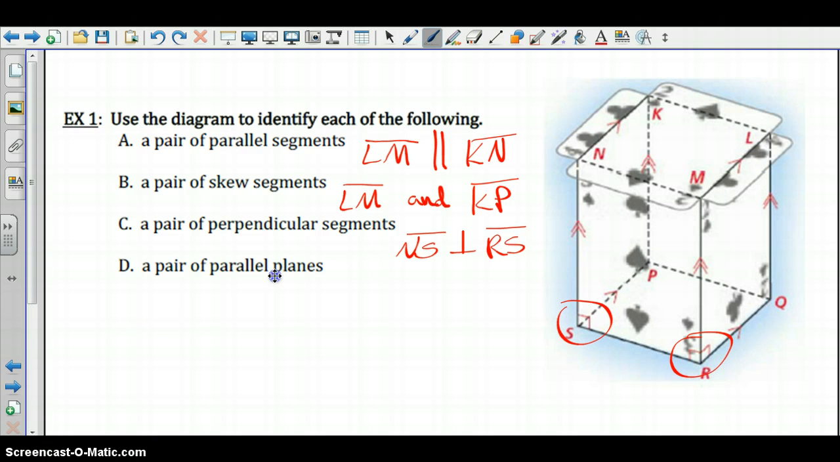So we could call one plane the top card. We could call it plane KLM or LMN or NKL. Picking any 3 letters is fine. So we'll say plane KLM is parallel to plane PQR.